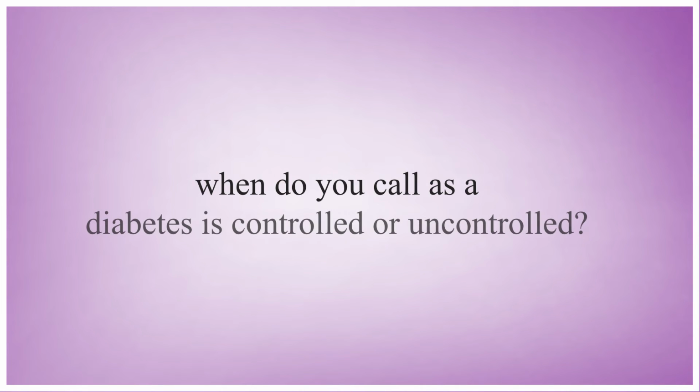When do you call diabetes controlled or uncontrolled? After starting the treatment, usually the patient is regularly followed up with fasting blood sugars and postprandial blood sugars, and as per the requirement, HbA1c. The recommended HbA1c is once in 3 months. So the criteria to say the patient is having control is fasting should be less than 130, and postprandial, that is after food, the sugar should be less than 180, and HbA1c should be less than 6.5.